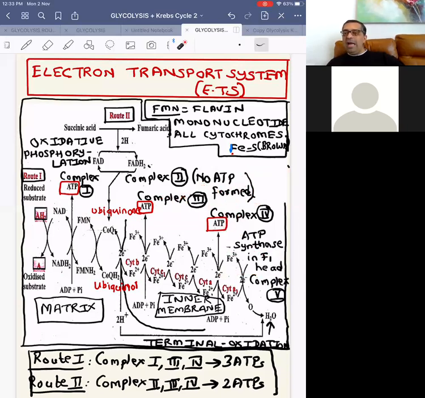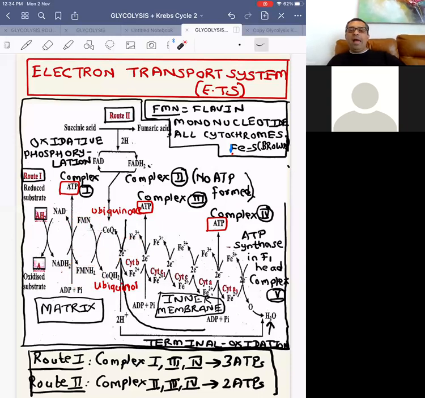So continuously क्या हो रहा है? Giving away hydrogen is called as oxidation. Accepting hydrogen is called as reduction. And oxidation reduction, in other words, redox reaction chal raha hai. Now FMNH2 gives away the hydrogen and gets oxidized back to FMN.